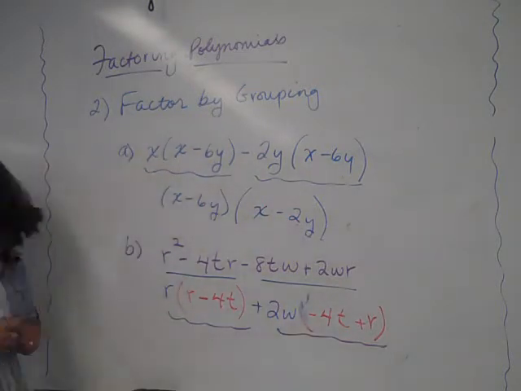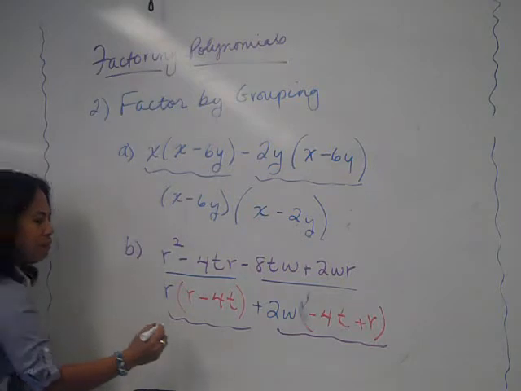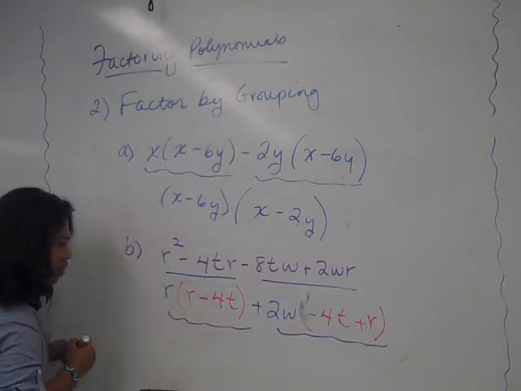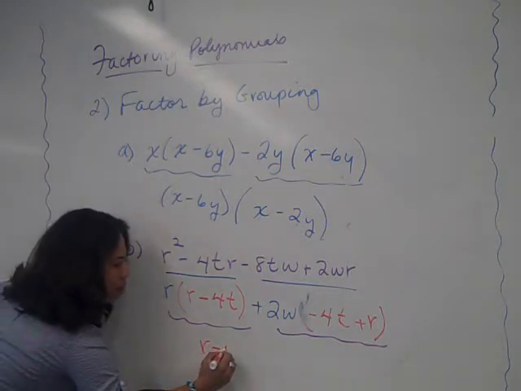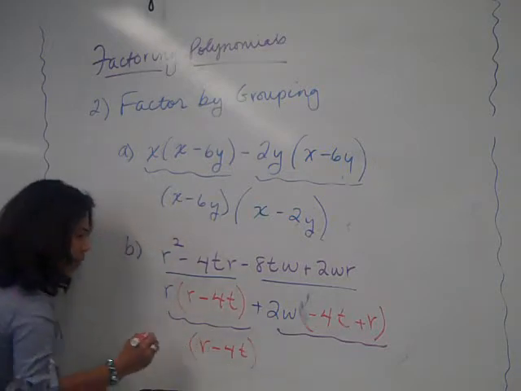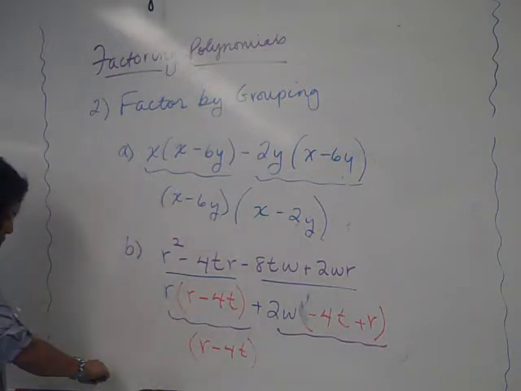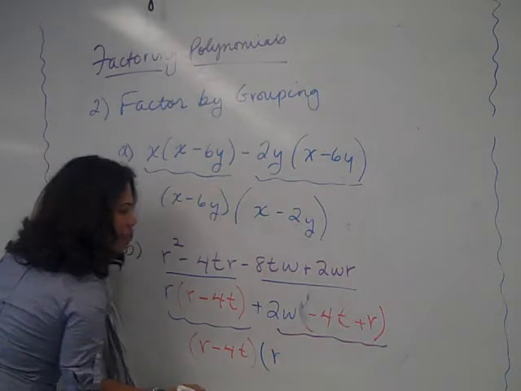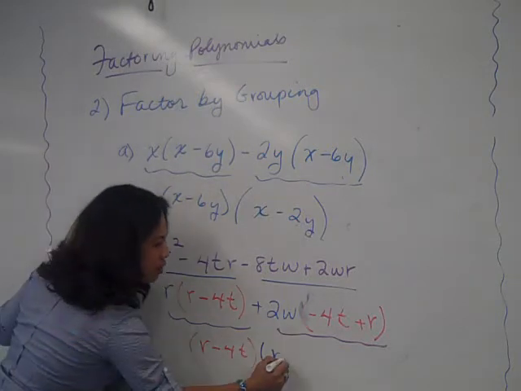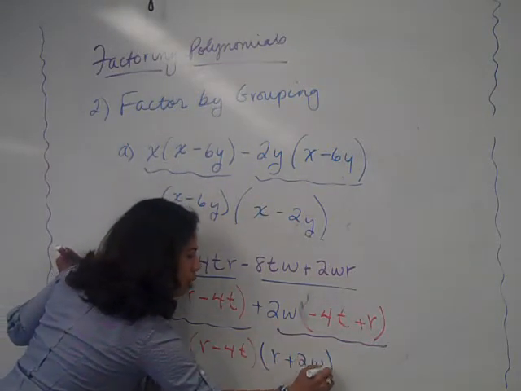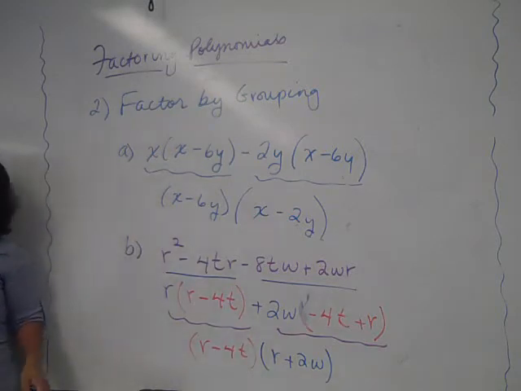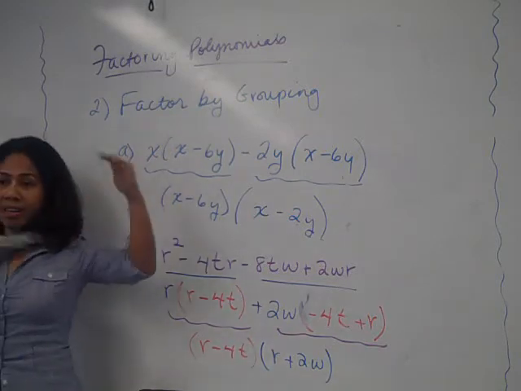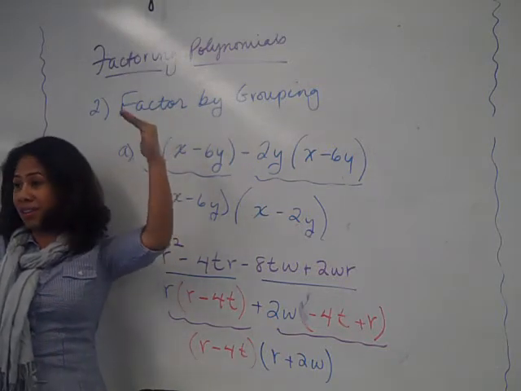So factor your red parentheses out. If I factor the red parentheses out, tell me what do I have? R minus 4T. If I take that from the first term, what do I have? I have R left. If I factor that from the second term, what do I have left? W. Am I done? Yes. Why am I done? Because my end product is a multiplication of something, right?